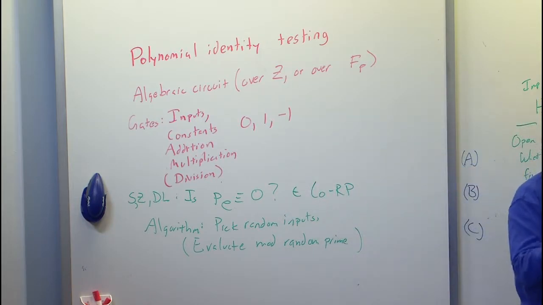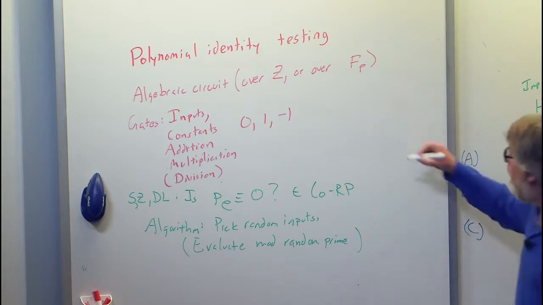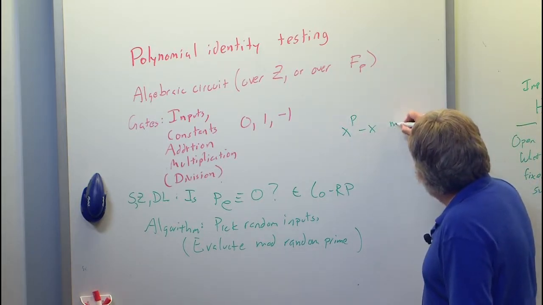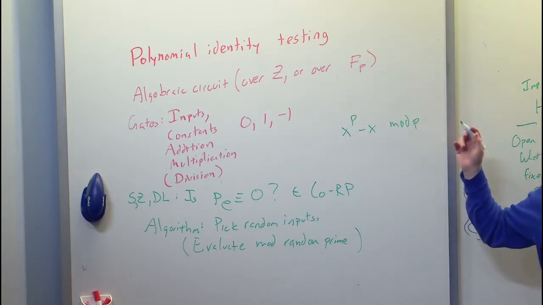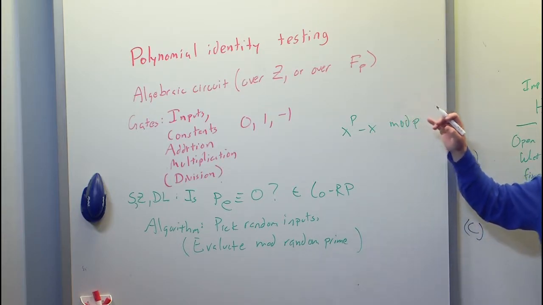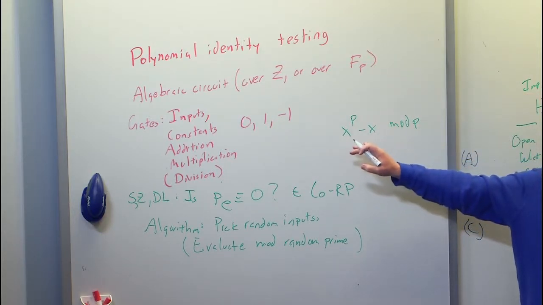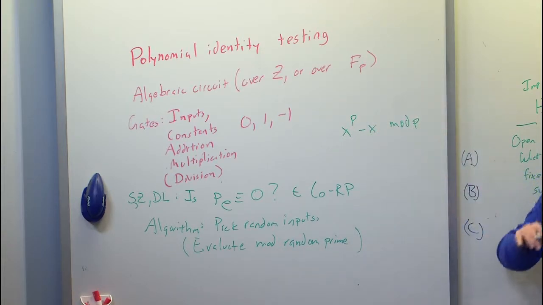But over fixed finite fields, it might not be exactly what you think it is, because a polynomial can be zero on every point in a finite field without being the zero polynomial. Think of x to the p minus x mod p. By Fermat's little theorem, that's always zero over the field, but it's not the zero polynomial; it's the polynomial x to the p minus x. You can't tell that it's not the zero polynomial if you just look inside the field, but if you go to an extension field, then it becomes non-zero.